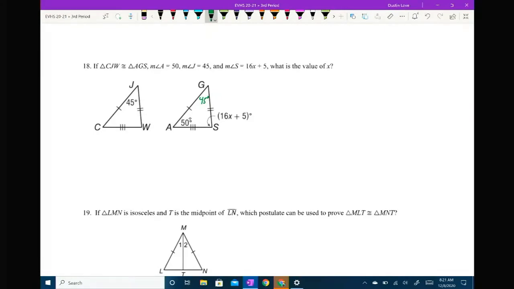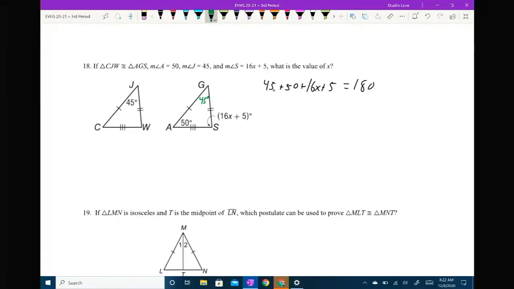Well, it looks like after I wrote in angle G, I have all three angles, and therefore I can set up an equation. So 45 plus 50 plus 16x plus 5 equals 180. We're just adding all of those angles together, and that equals 180.